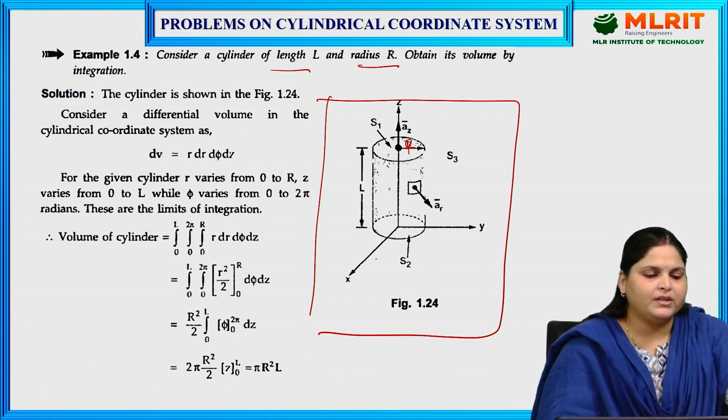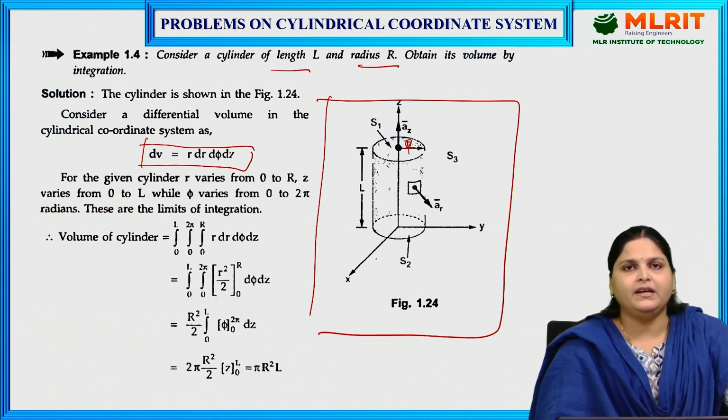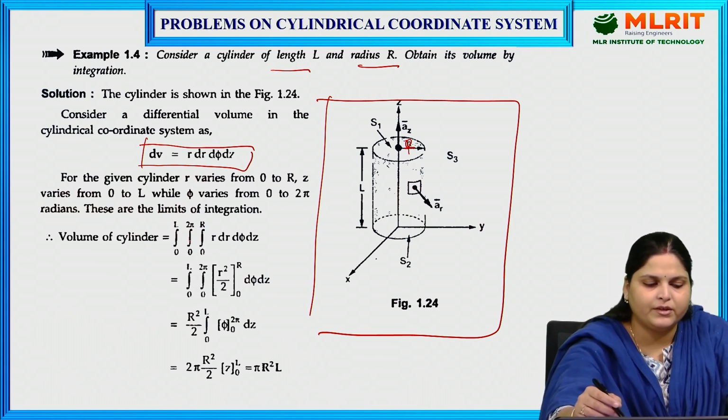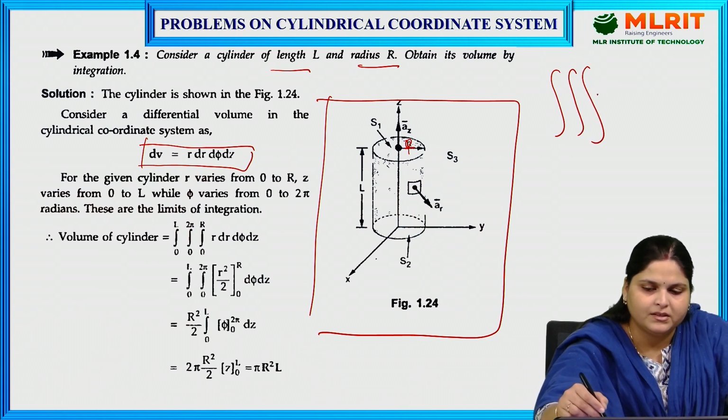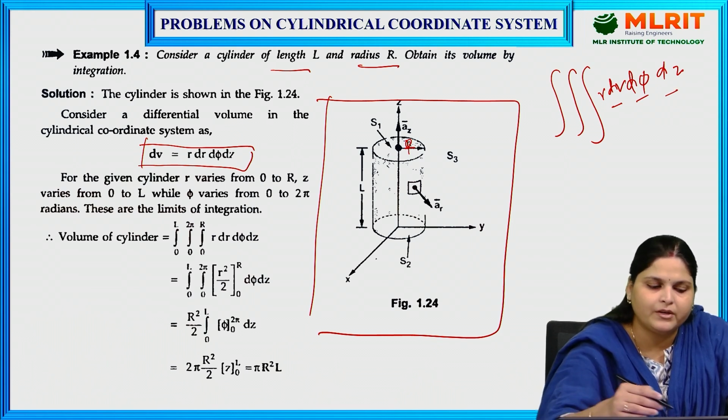As I already told, the formula for volume is dV is equals to r dr d phi dz for cylindrical coordinate system, right? So when we want to find out this volume, we have to integrate it. How do we integrate it? We can use this formula. It will be r dr d phi dz, and if you notice here we have the integration with respect to r, phi as well as z. So we will do 3 integrations. We will use 3 limits.